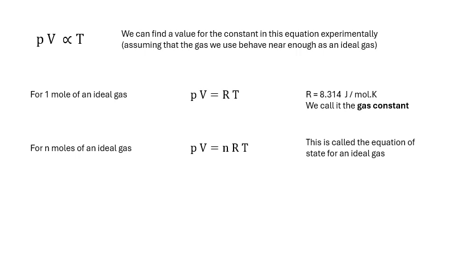Okay, that's for 1 mole. If you do it for n moles of an ideal gas, we get PV equals nRT, and that's called the equation of state for an ideal gas. And it's a very important equation, PV equals nRT. The equation of state, because if you know the pressure and volume and temperature of a gas, we say that we know what state it's in. Yes? And that's the equation of state for an ideal gas.